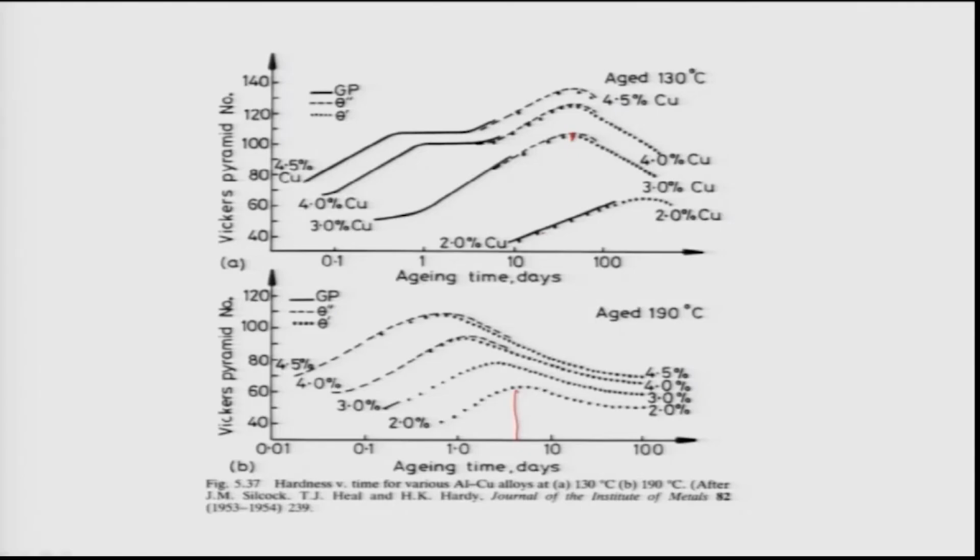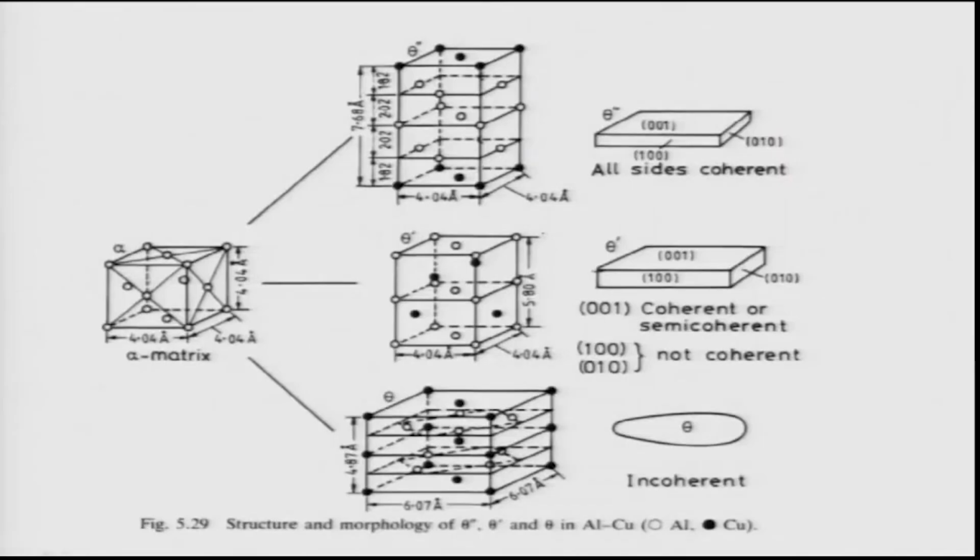Theta double prime, as you see here in the previous plots, is this structure. It has a tetragonal structure where A and B are the same, 4.04 Angstrom, but C is about 7.68 Angstrom. And it consists of alternate 2 layers of copper on both sides of the 001 planes of aluminum. Inside you have aluminum layers. You see here that these open circles are basically aluminum and the closed ones are copper. So basically it develops 2 layers of copper on both sides of the aluminum.